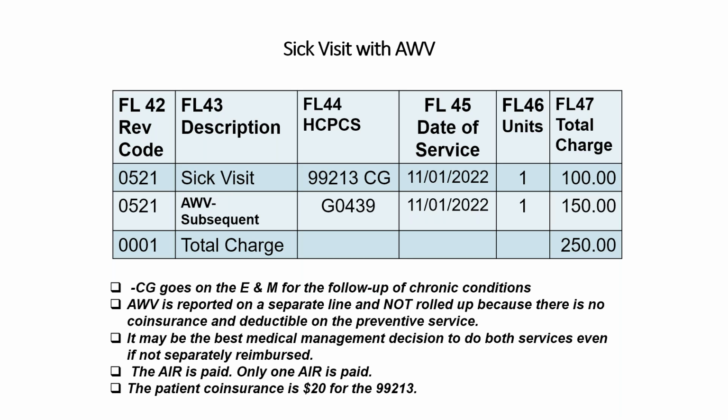Coinsurance will only be due on the E&M code. So there'll be $20 of coinsurance due for the sick part of the visit. There is no deductible or coinsurance on the preventive service, which is why we do not roll it up to the CG line. Anything we roll up to the CG line is going to calculate deductible and coinsurance. So we never roll up a preventive service, but we always report a preventive service because Medicare needs to know that the patient had that service. They need to know that we performed that service. Okay.